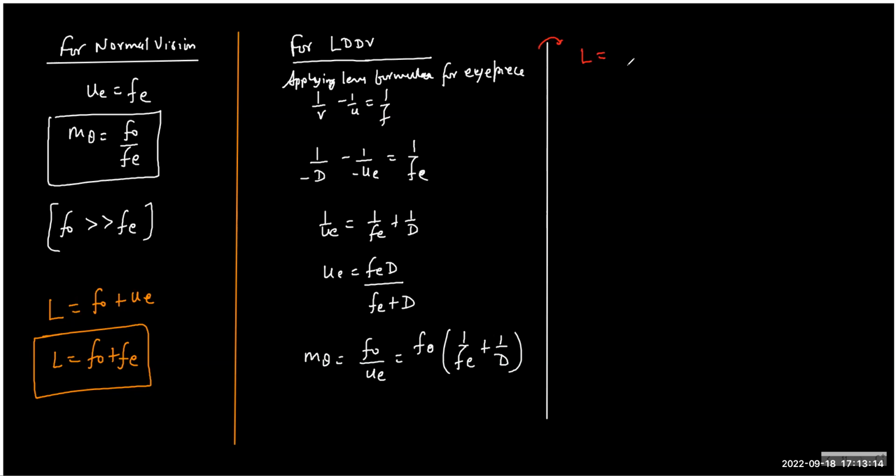The length of the tube will be, tell me guys. What is the length of tube? UE value we got. F naught plus FE D by FE plus D. Is this clear, guys? I hope this is not difficult. Clear, guys? Yes or no? Yes. Any doubt in this?